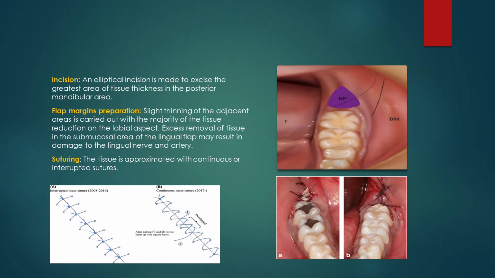So we do preparation more in the labial area than we do in the lingual area. The tissue is approximated with either continuous or interrupted sutures.